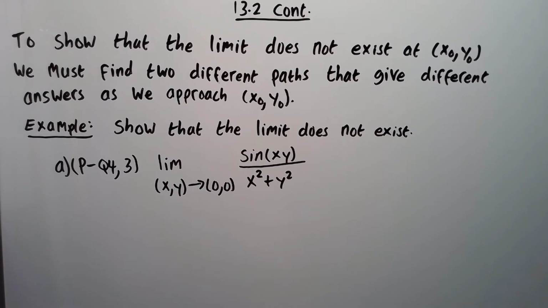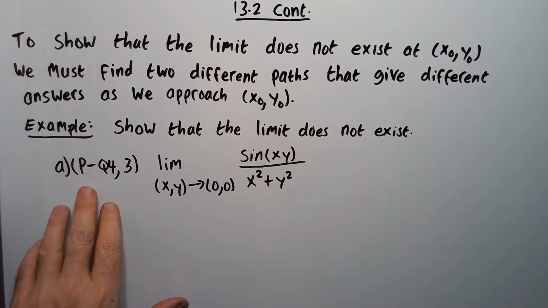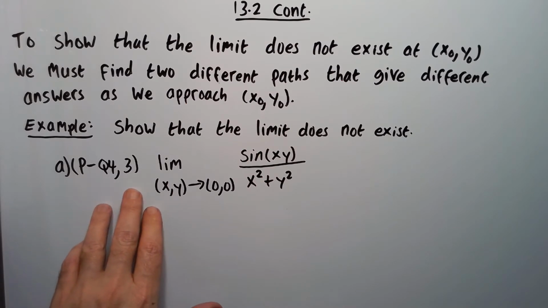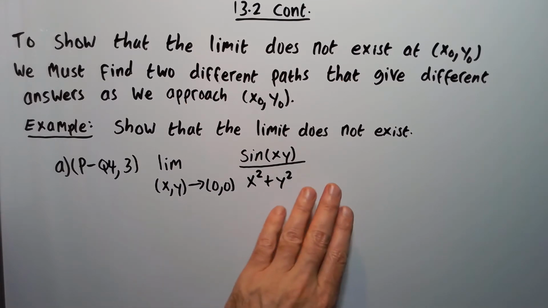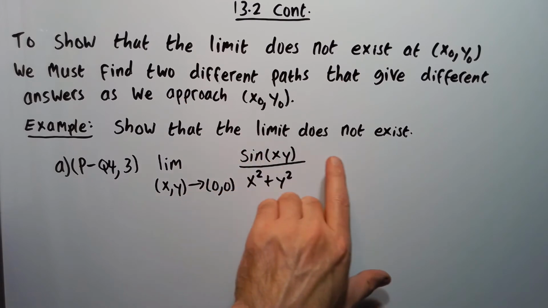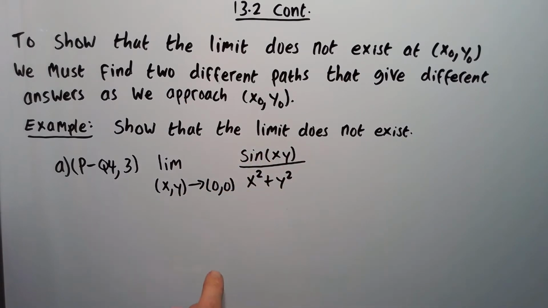In the last example we did in practice quiz 4, number 2, we used the epsilon delta definition to prove that a limit did exist. When you prove things using the epsilon delta definition, it's like you're proving it for all different paths coming into x0, y0. So we could not prove it using epsilon delta because we're showing it does not exist. Our job is to come up with two different paths that give us two different answers.